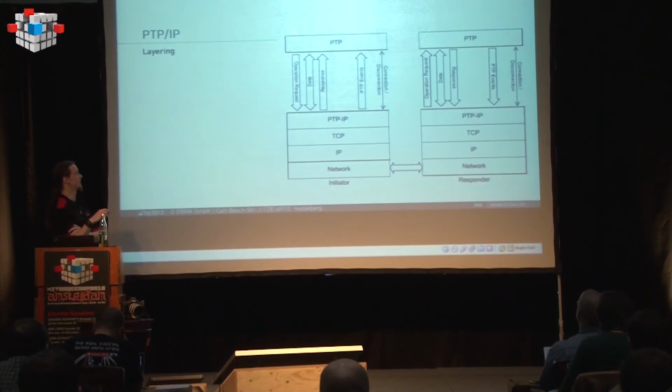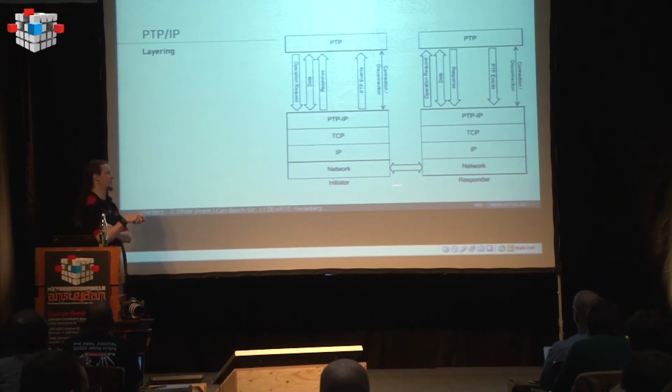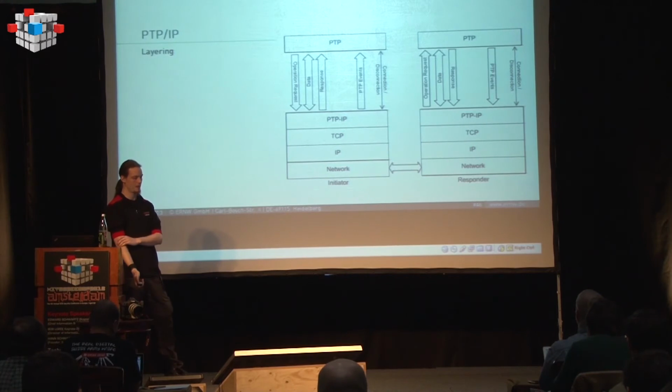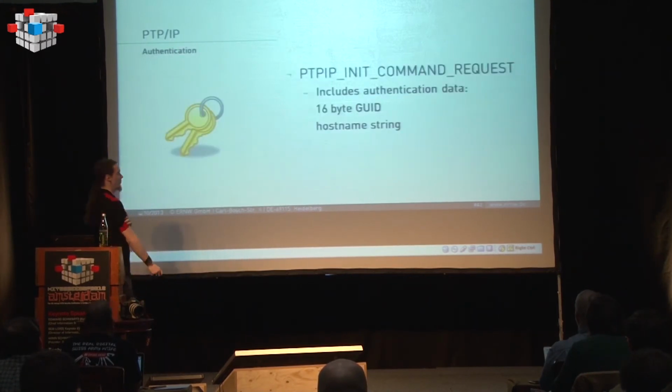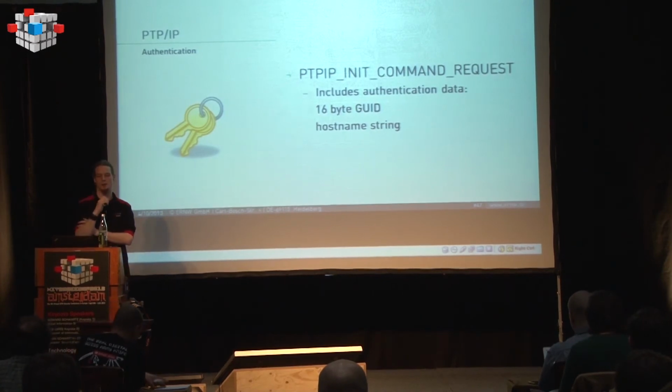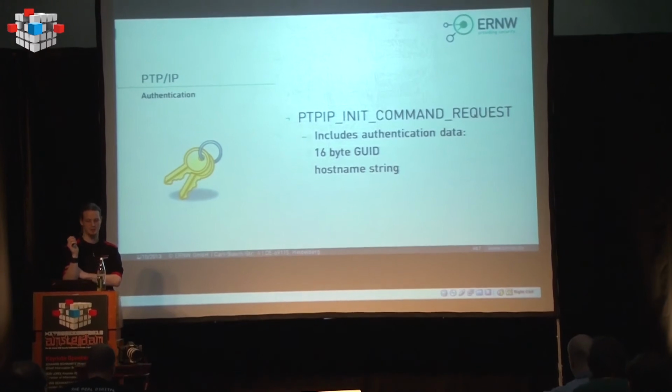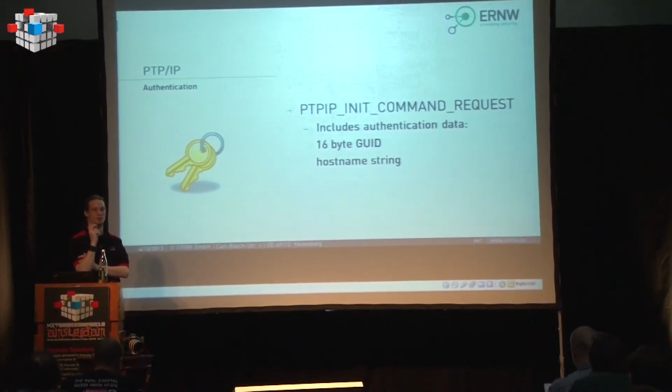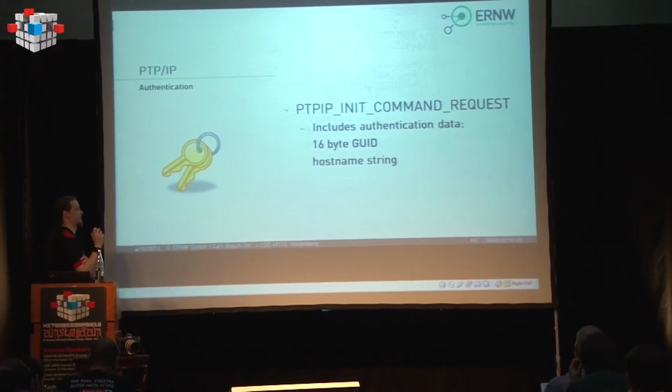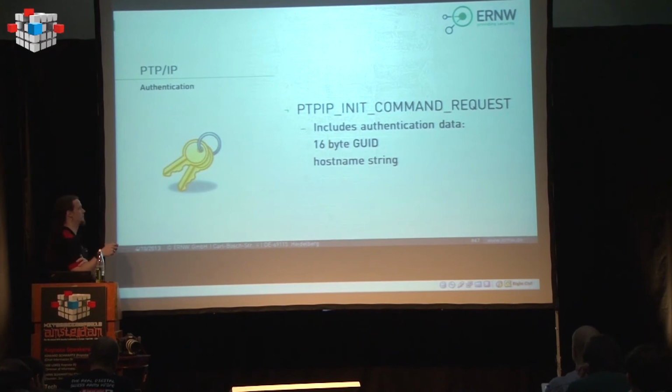This is just a screenshot of the layering, so you get the PTP on top, and then you get different packet types, which come from the PTP-IP type field, and then again you get TCP-IP and your network layer below. There is one interesting packet type in the PTP-IP specification, which is the PTP-IP init command request. So this is more or less where you start your PTP-IP connection. This is the initial packet you send to the camera for authenticating yourself or for opening a PTP-IP session. And this command includes the authentication data, which is a 16-byte GUID and a host name string.